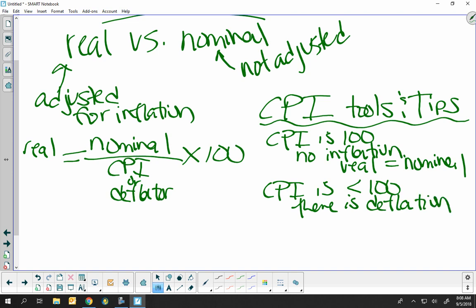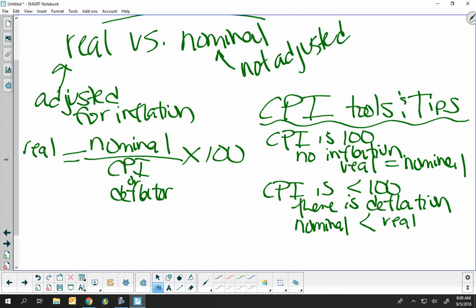Does anyone remember today's quiz, number one? What was nominal? 200. So if there's deflation, that means the nominal number of 200 has been deflated. The real number is going to be bigger, over 200, and not exactly 200, that's if the CPI was 100. But if CPI is less than 100, that nominal number has deflation. It's less than what it should be, and so the nominal number is going to be less than real.